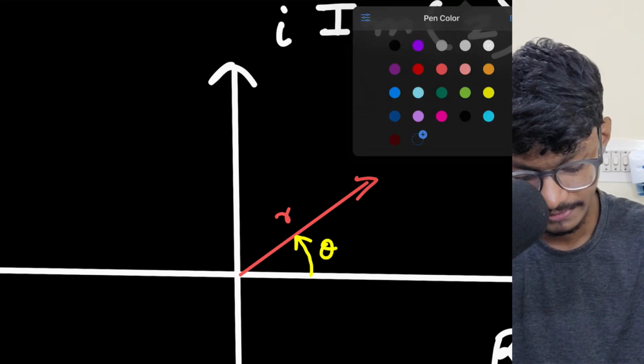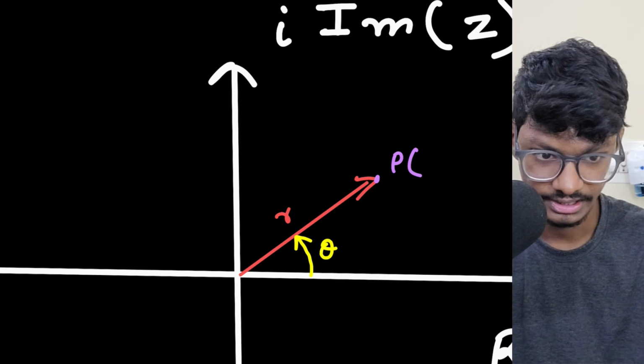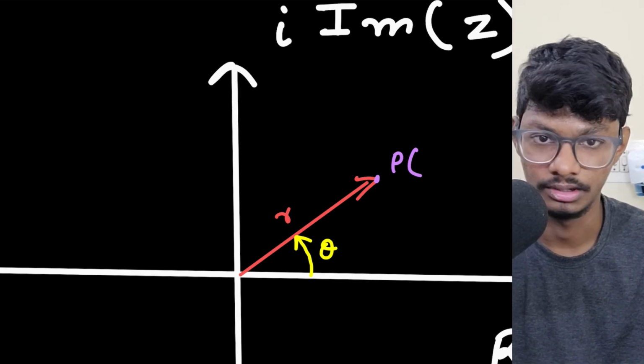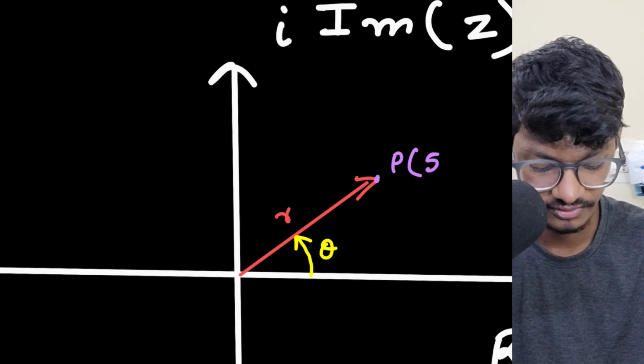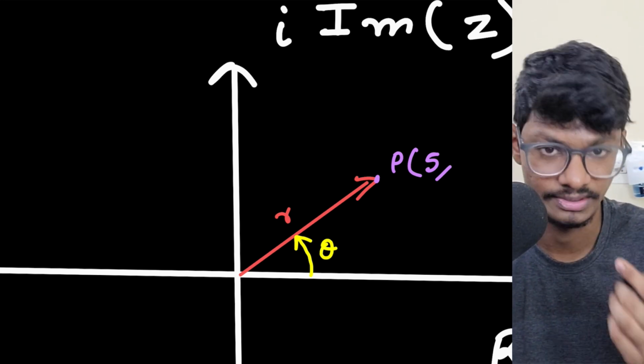So this will be my same point P which was in the rectangular form. What is r here? The distance is 5. Distance will always be positive. It can never be negative. But theta can be negative. I will explain all those things.